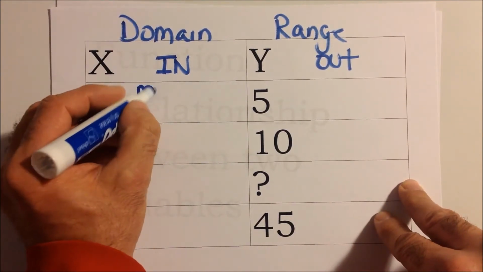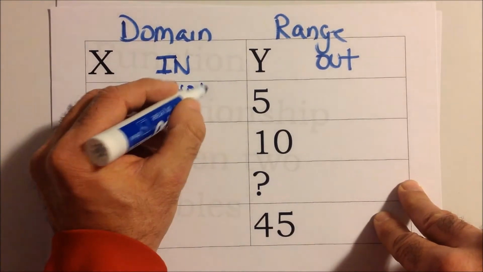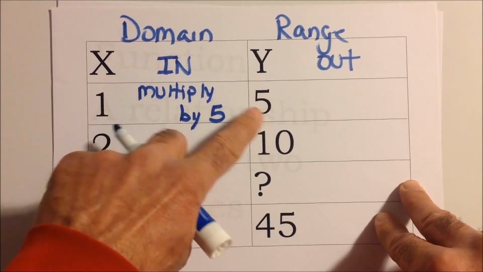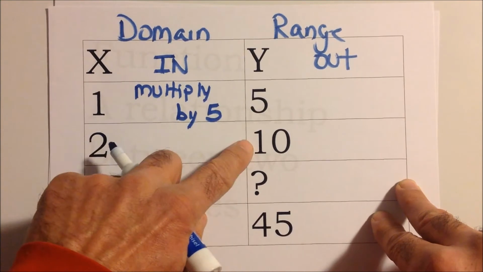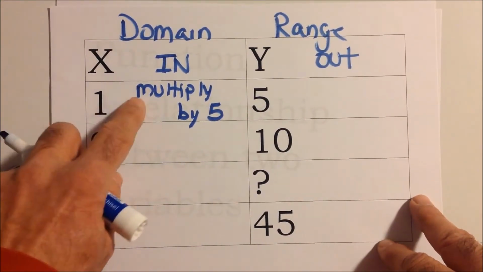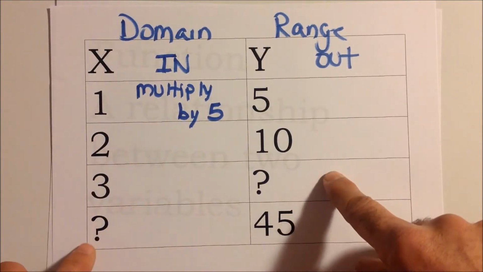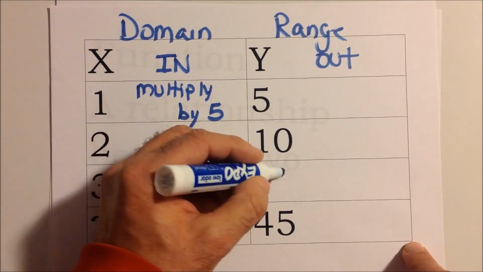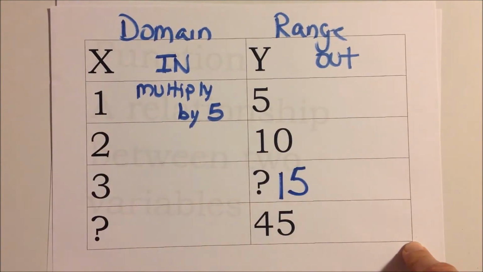Multiply by 5, right? Multiply by 5. That's the rule. Let's see if it works. What's 1 times 5? 5. 2 times 5? 10. So what would be the missing numbers here? Now that you know the rule is multiply by 5, what are the missing numbers? Okay, well 3 times 5 is 15, so that's the missing number there.